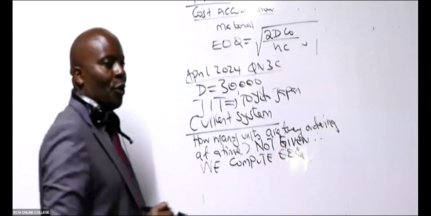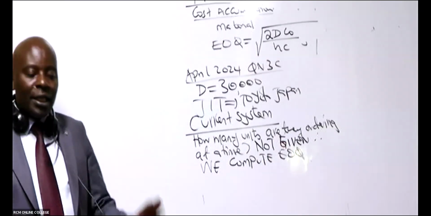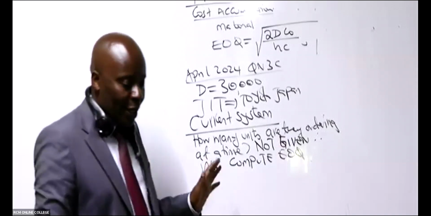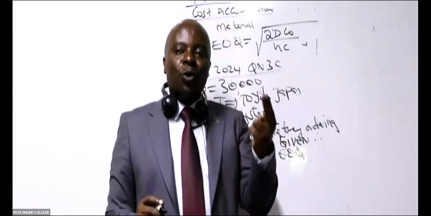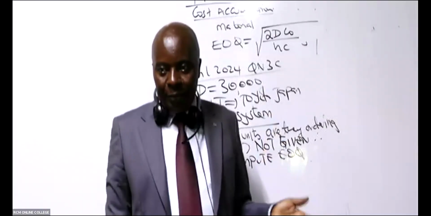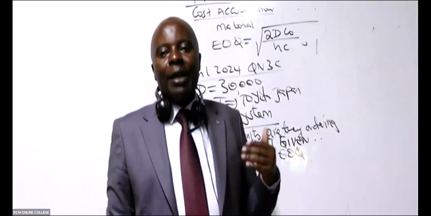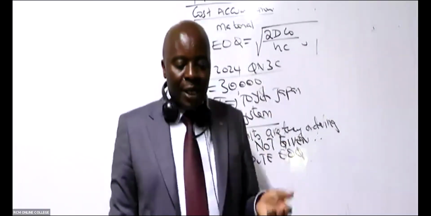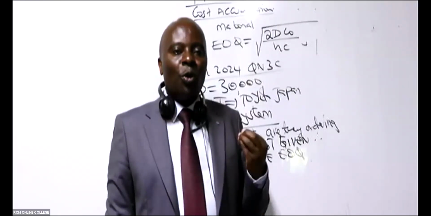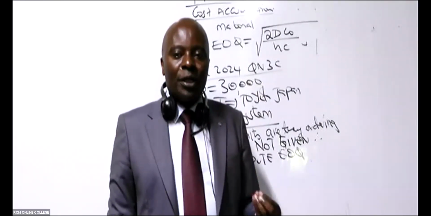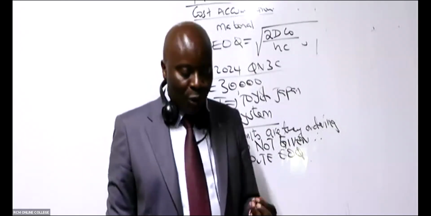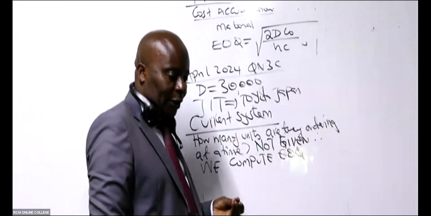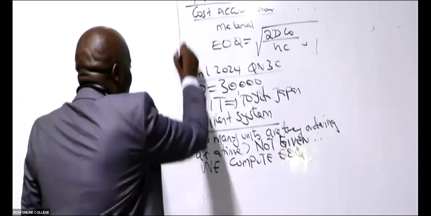We shall compute EOQ. Under this current system, there is nowhere they have told us that, for example, every time they are ordering 2,000 or 3,000. So, in the absence of a quantity being given, being prudent, we would always want to minimize our cost, and therefore we shall order the EOQ. So let's compute this EOQ, all of us.